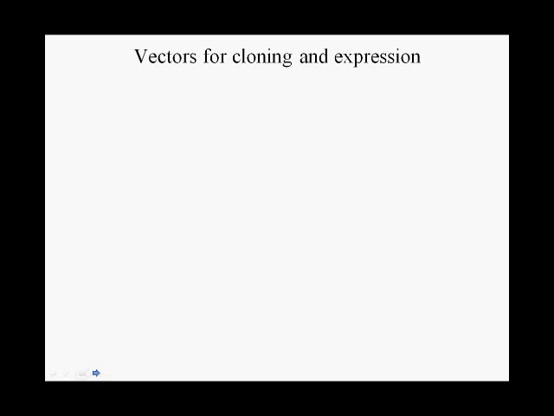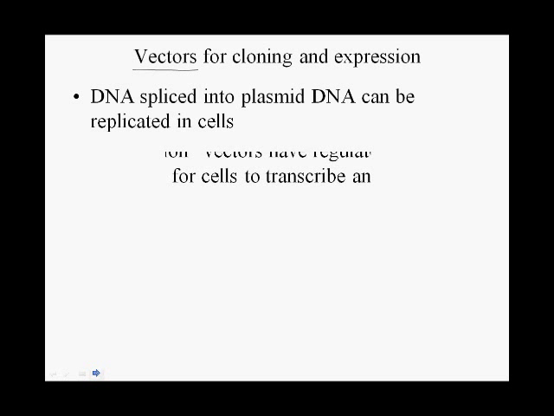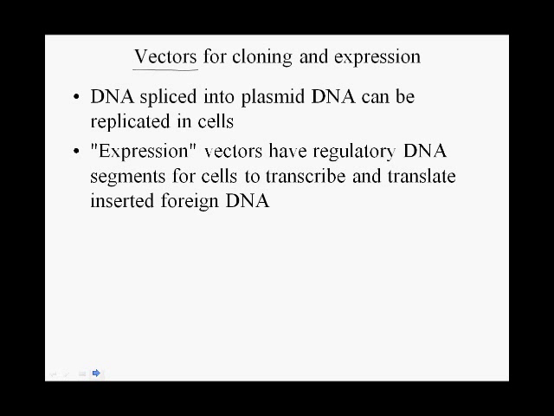So let's talk about vectors. Any DNA that has been spliced into a plasmid vector can be replicated in bacterial cells. So there are different types of vectors. Some vectors are just cloning vectors. They will simply propagate whatever piece of DNA has been inserted into the plasmid in a bacterial host cell.